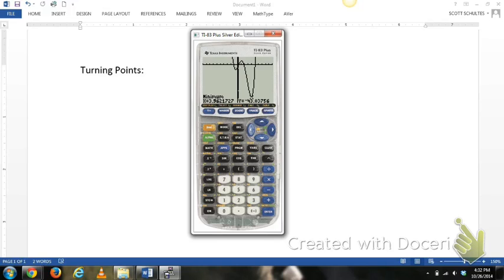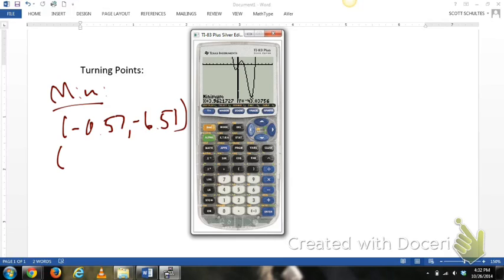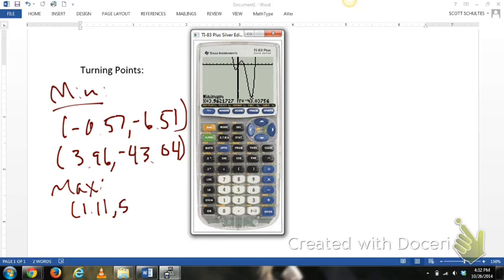So if you were going to write the answer down for a test, your turning points you're writing down as coordinates for the min. There were 2 of them. It was negative 0.57 comma negative 6.51, and the other min was 3.96 and negative 43.04, and the one max we had was the coordinate 1.11 and 5.11.